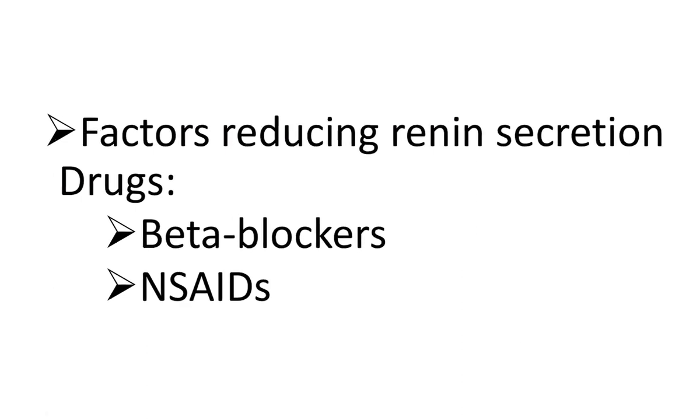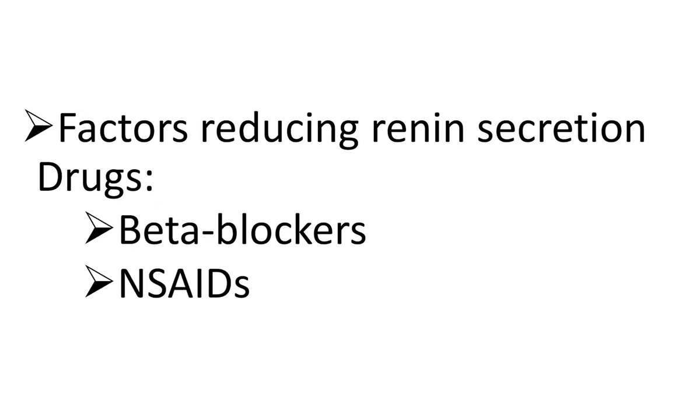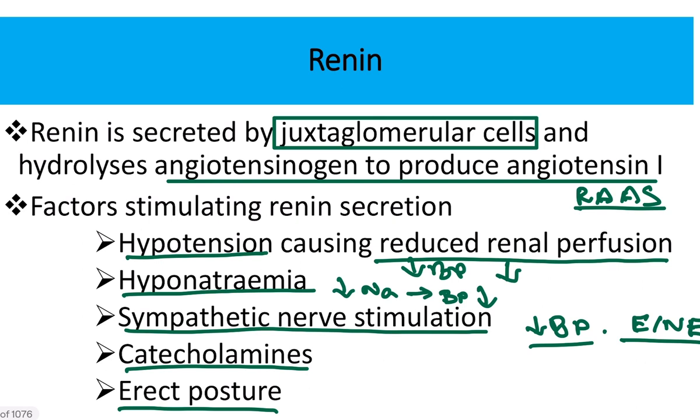But some factors reduce renin secretion, just the opposite. That means when there is hypertension, when there is hypernatremia, when there is parasympathetic nervous system stimulation, when there is decreased secretion of epinephrine and norepinephrine, and lying posture, in these conditions renin secretion reduces.